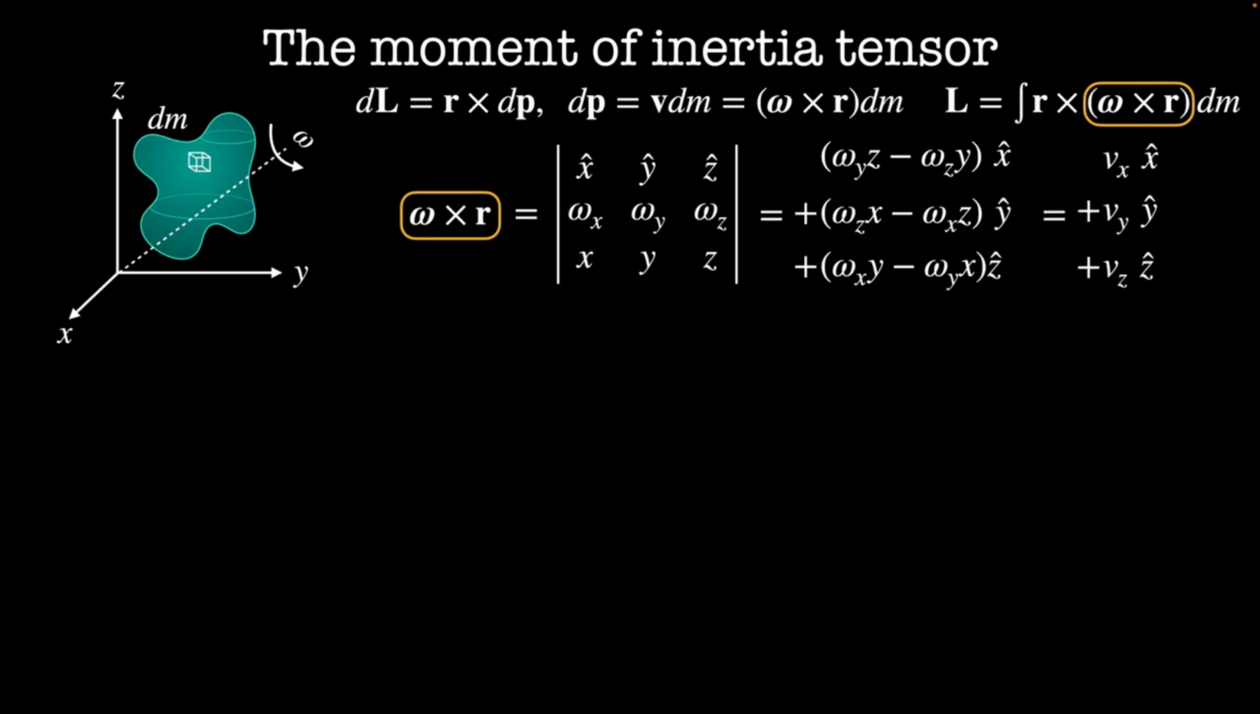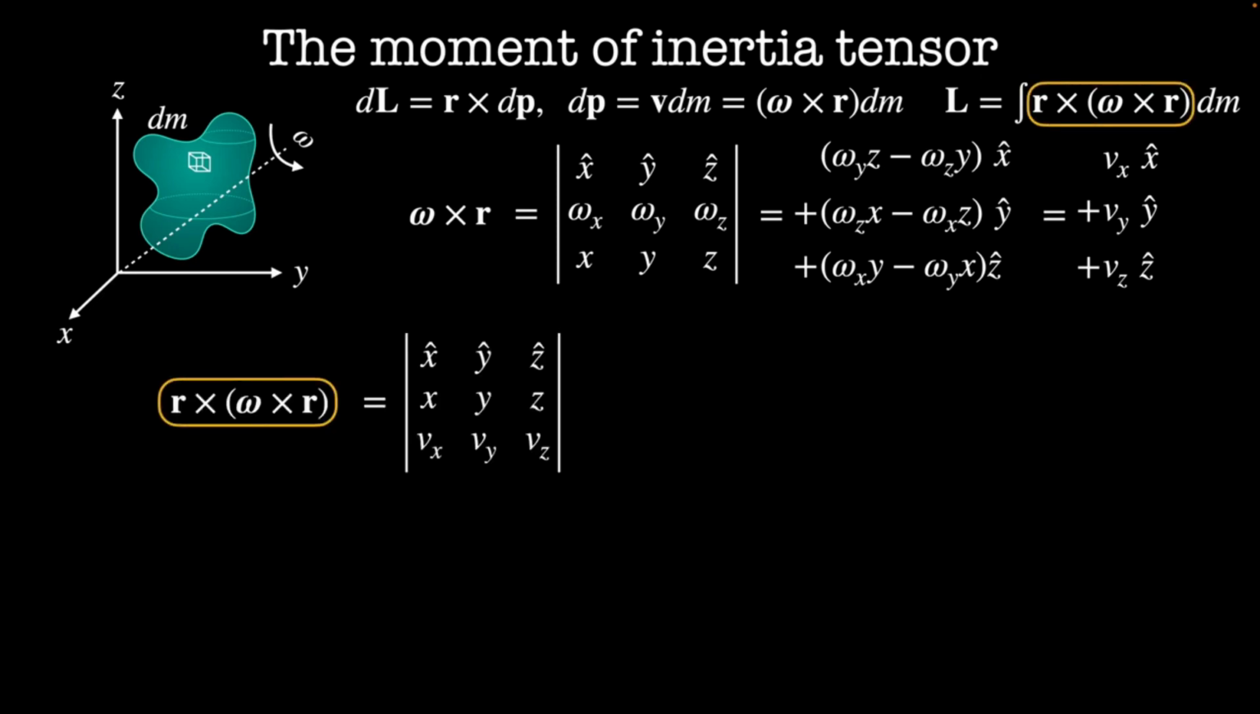But for now, we're going to write this as components of the velocity of our mass element for space reasons. Now that we know what omega cross r is as a vector, we can calculate the full vector of r cross omega cross r. So this is given by the determinant of a matrix composed of the unit vectors, the components of the r vector, and the components of the v vector.